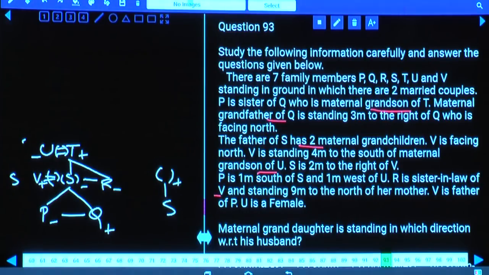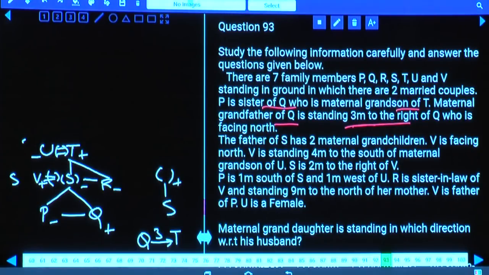Then we need to arrange them in the directions. There are 7 members. The father of S has 2 maternal grandchildren. P is the sister of Q, maternal grandson. The maternal grandfather of Q is standing 3 meters to the right of Q. Who is the maternal grandfather? T is 3 meters to the right of Q. Q is facing north. The father of S has 2 maternal grandchildren.